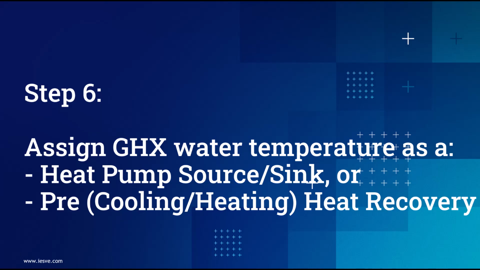Lastly, step 6 is to assign the ground heat exchange water temperatures. There are two general types of location for assignment. First, on the heat pump equipment itself as a heat source or a heat sink, and/or for heat recovery at the system level loops, assignment can be via pre-cooling or preheating. Both of these assignments are found in the ApacheHVAC app.